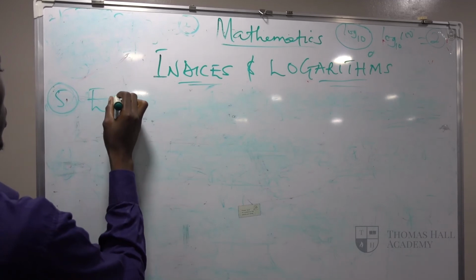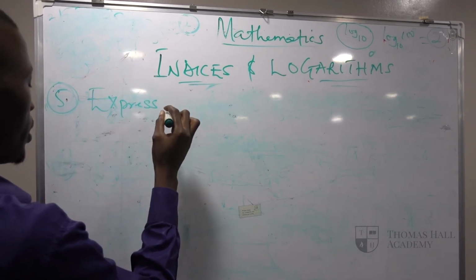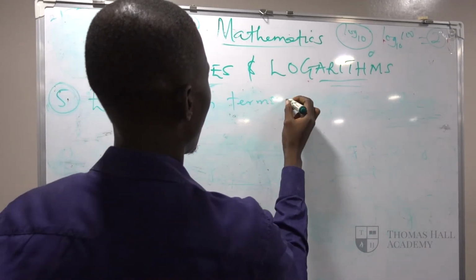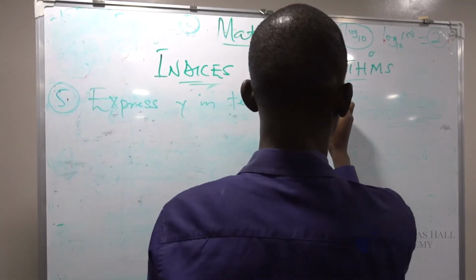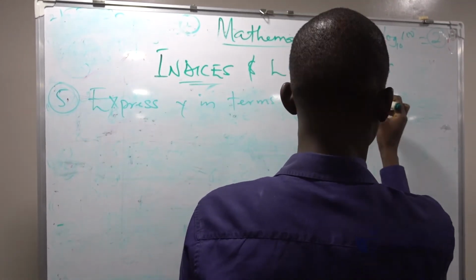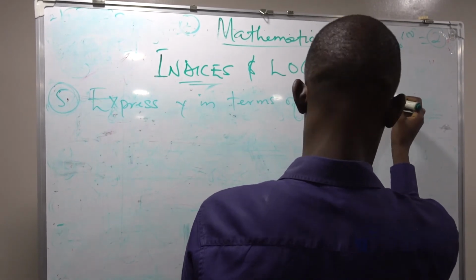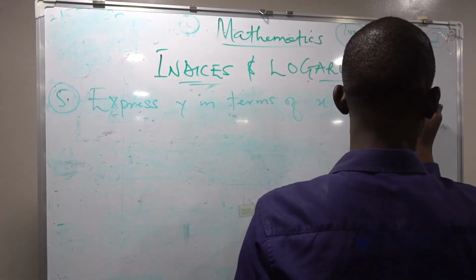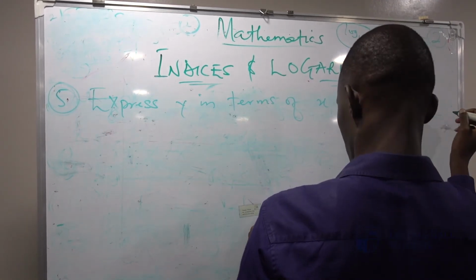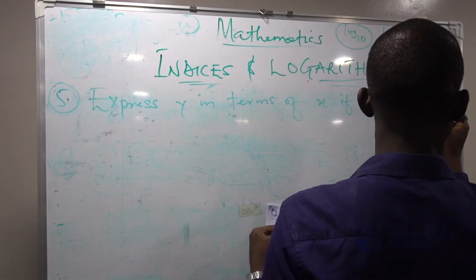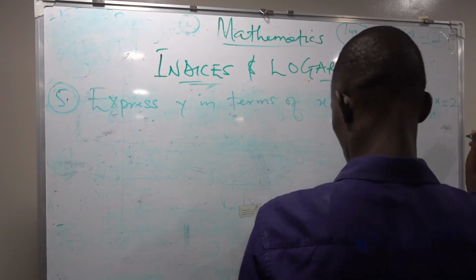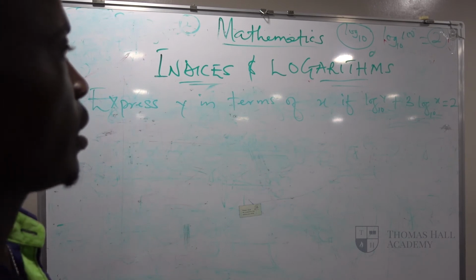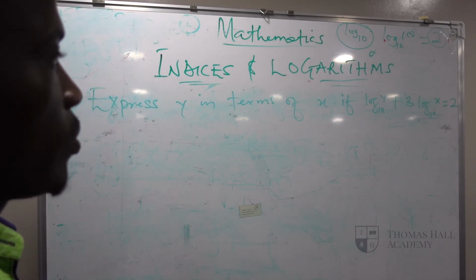Now this one says, express y in terms of x if log y base 10 plus 3 log x base 10 equals 2. That's the question. Express y in terms of x if log y base 10 plus 3 log x base 10 equals 2.